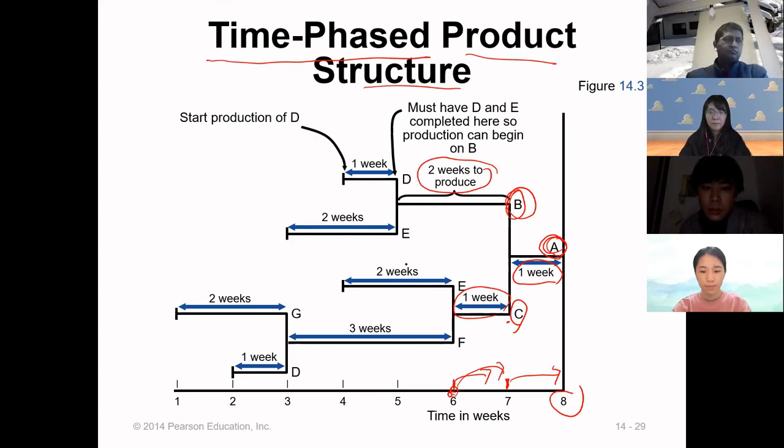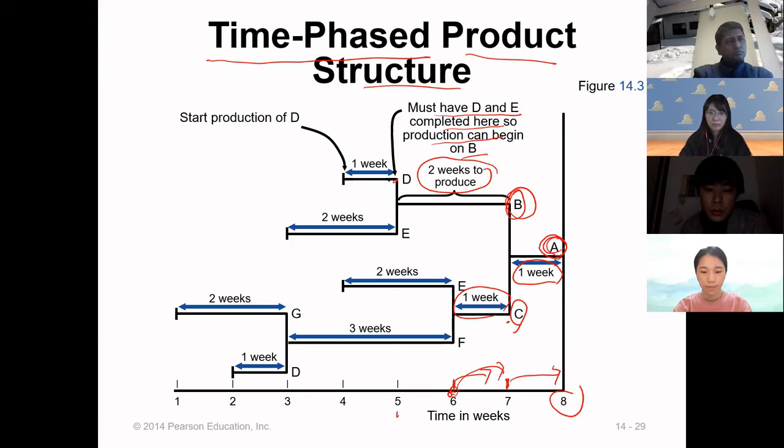So you start at week 5, then only you can complete at week 7. And for to make B, you need D and E. So must have D and E completed so production can begin on B. So D will need to be available at week 5 because we have 1 week lead time, which is actually the start production of D.